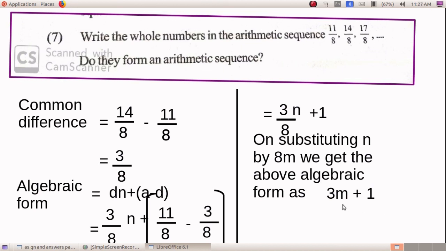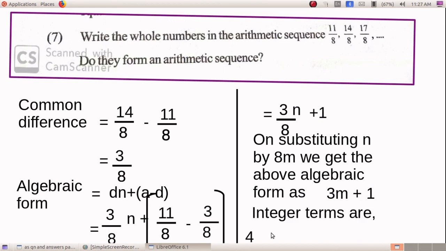We know if any sequence has an algebraic form like 3m plus 1, or an plus b form, then that sequence is another arithmetic sequence. That means the sequence made from the integer terms is also an arithmetic sequence, with common difference 3. So the integer terms of this sequence will be 4, 7, 10 like that.